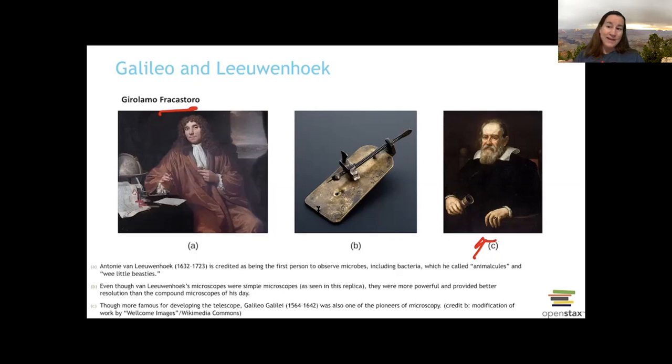Leeuwenhoek did not use a compound microscope with two lenses. He used a simple microscope with one lens, and we already learned about Leeuwenhoek. This was like a recreation of his simple microscope. And remember, Leeuwenhoek was the first one to actually see the things in there, and he called them the wee little beasties or the animalcules. That was Leeuwenhoek. We've already talked about him. And who else is on this page? I think that's it. Fracastoro and Galileo and Leeuwenhoek.